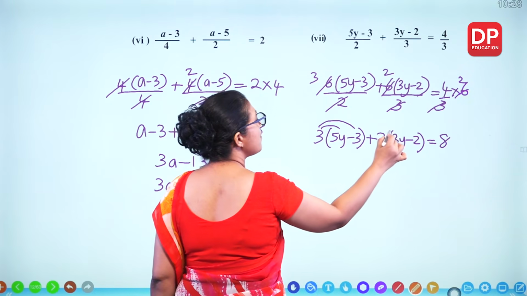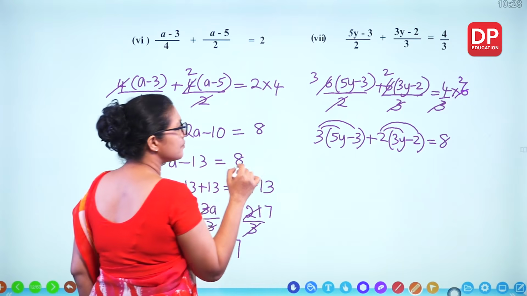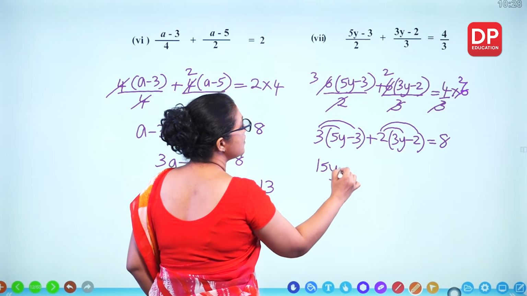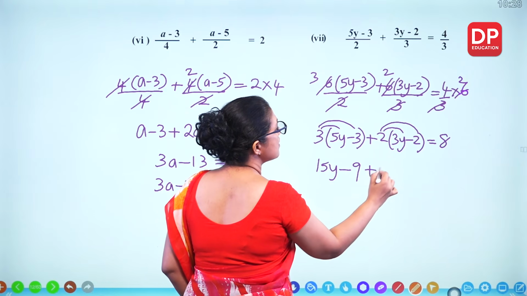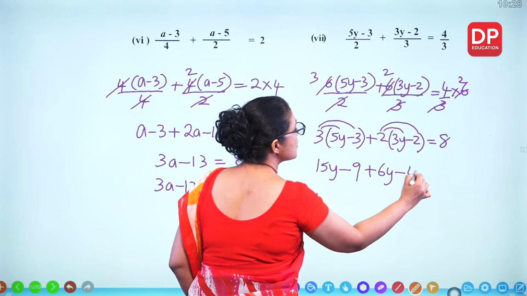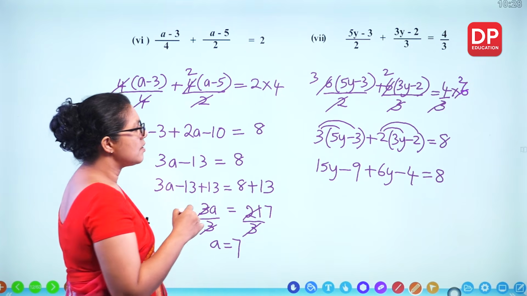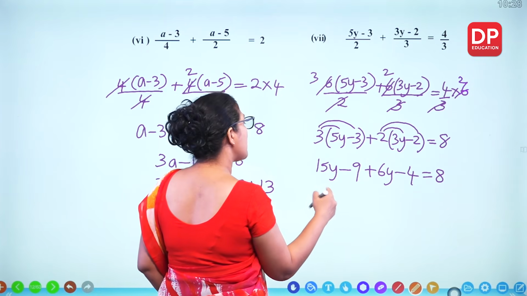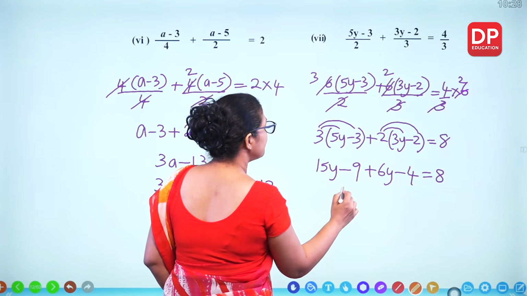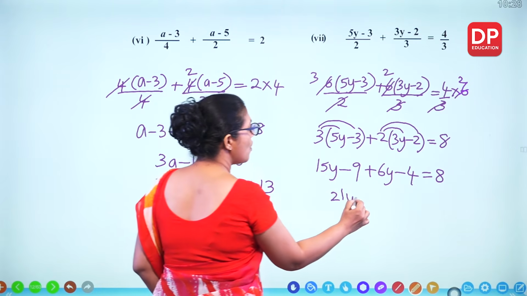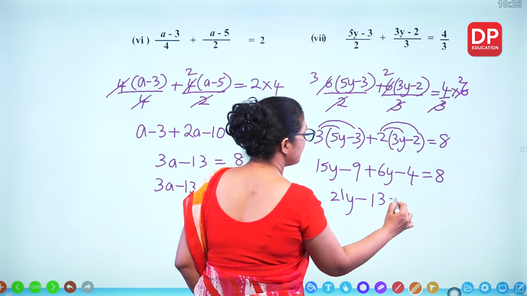Now you can expand brackets. 3 times 5, 15y. Here 3 times 3, 9. 6y minus 4 equals 8. Simplify now like terms. You can add 15 plus 6, 21y. Minus 9 minus 4, minus 13.